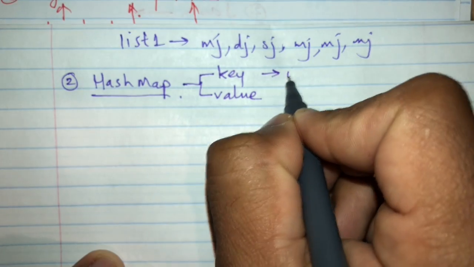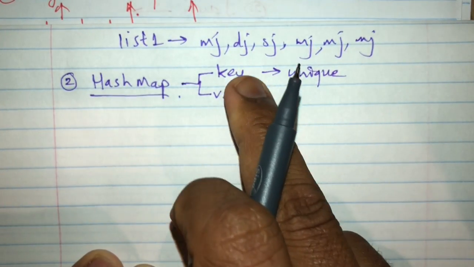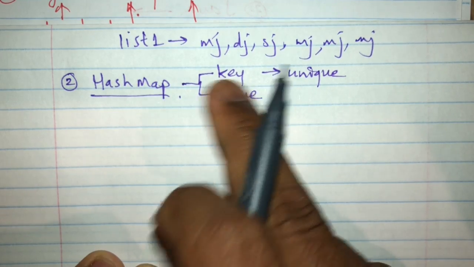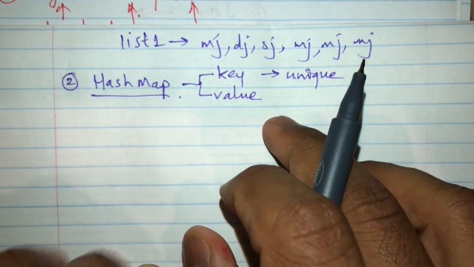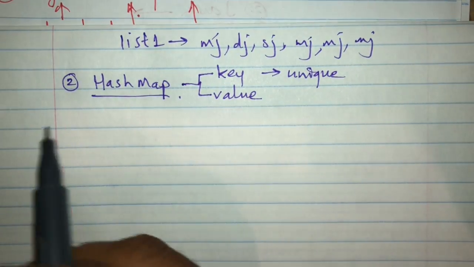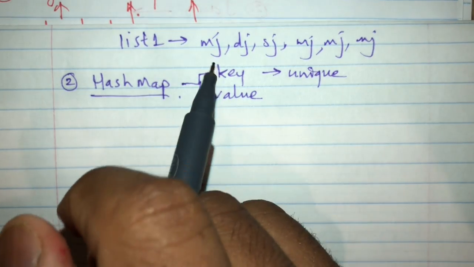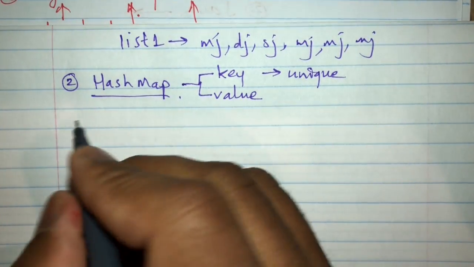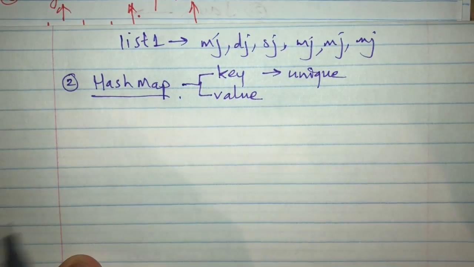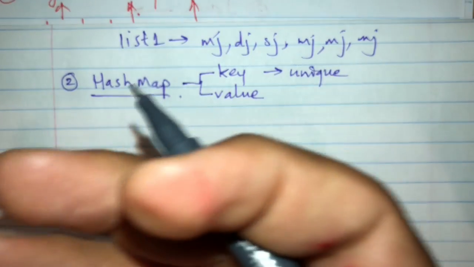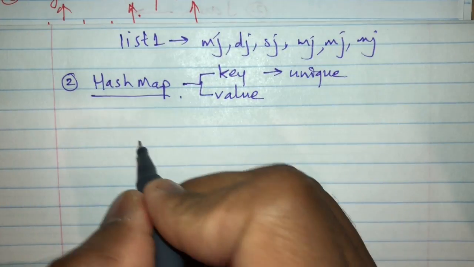Key is always unique. You cannot have two elements having the same key. You must have a unique key. You can have repetitive values. There is no condition that value must be unique, but there is a condition that key must be unique. The way it works is, I don't want to say it's like a list, but it's like a set of values, but those values are associated with each key.